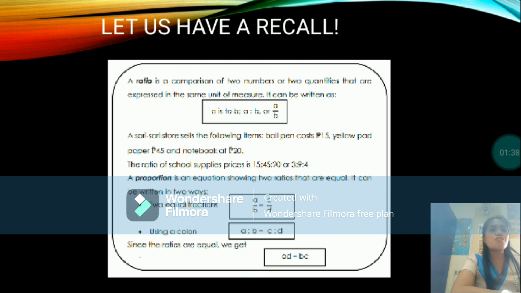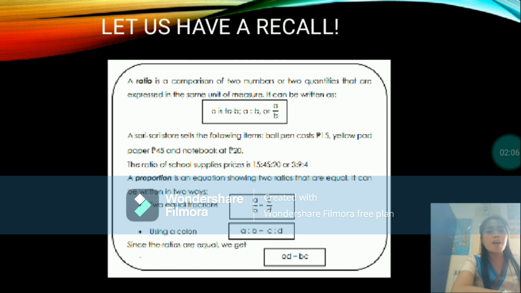We have here a sari-sari store that sells the following items: ball pen costs 15 pesos, yellow pad paper 45 pesos, and notebook at 20 pesos. So the ratio of school supplies prices is 15 is to 45 is to 20, or 3 is to 9 is to 4. A proportion is an equation showing two ratios that are equal. It can be written in two ways.